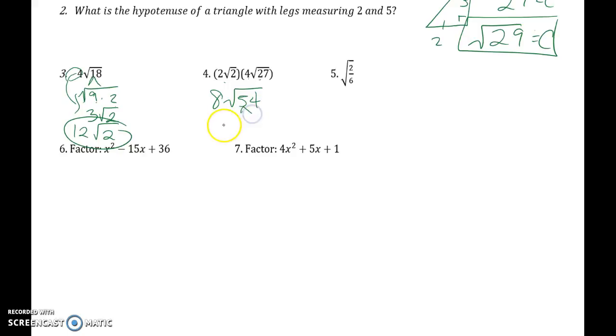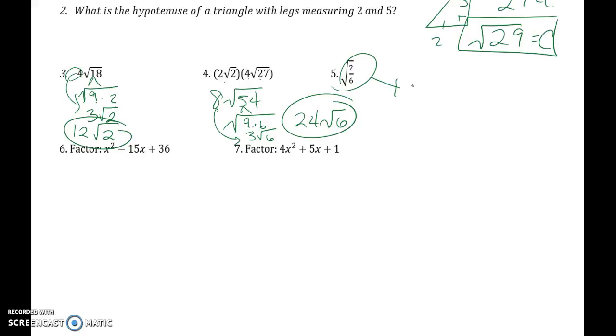What goes into 54 that has a square root? How about 9? 9 times 6. And what's the square root of 9? Well, it's 3. Don't forget about the 8. Bring that back down, and you're going to get 24 square roots of 6. The next one's probably new for most of you. This is the only new thing on the old school.